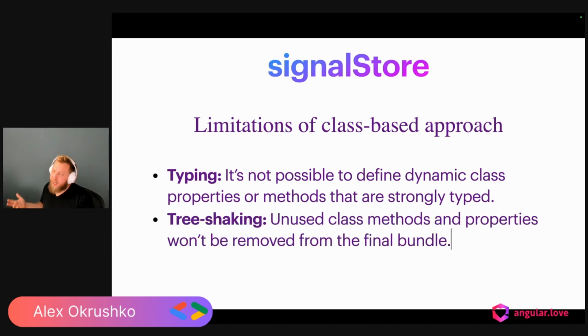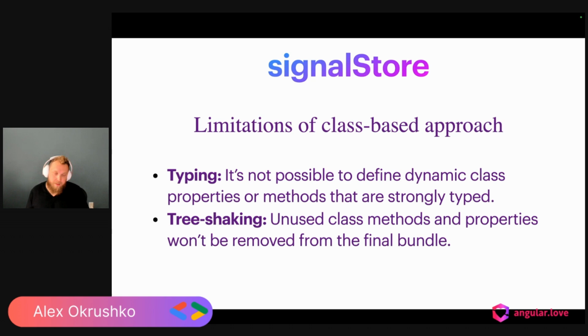The other one is tree shaking. I'd say this one's somewhat interesting, but the idea behind it is, if you have properties and methods within the class and all of a sudden you stop using them anywhere, they still are part of the bundle, because anything that's part of the class won't be tree shaken, right?